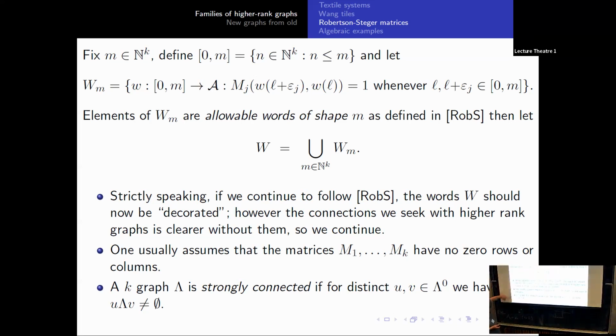We usually assume that, yeah, the matrices have no zeros in columns, but it's not essentially important. And a k-graph is strongly connected if you can get from any given vertex to another vertex, as that formula would indicate.